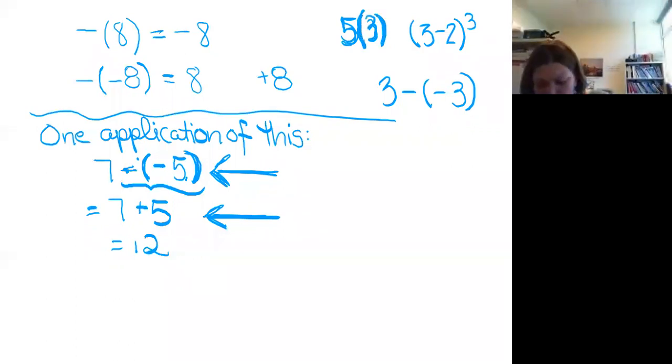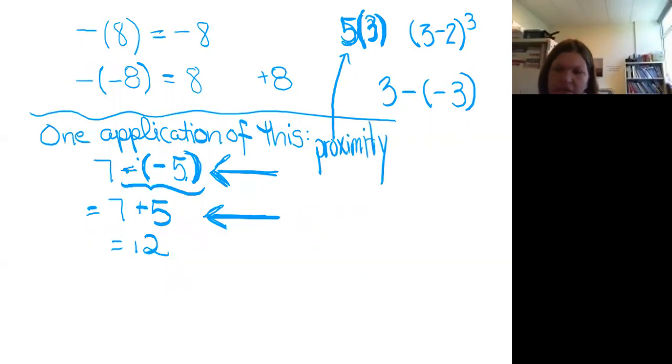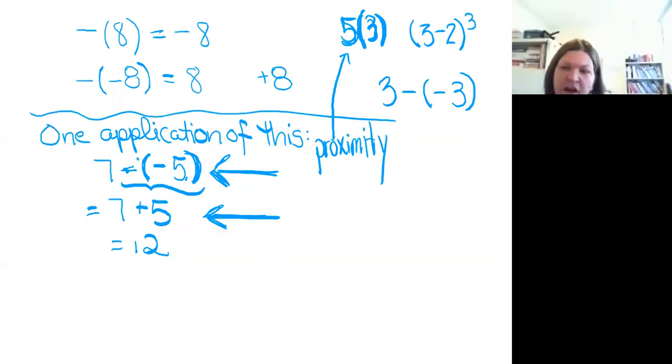And the reason why this one is multiplication and the others aren't is the proximity issue. Multiplication isn't really about the parentheses. I know that a lot of times we have parentheses there, but it's really about proximity. Proximity is a word that means closeness. See how the 5 is all shoved up against the 3 with nothing in between them except a parentheses? Because they're all tight like that, we don't see a symbol between them. They're multiplying. It's like I'm saying, I have 5 3s.